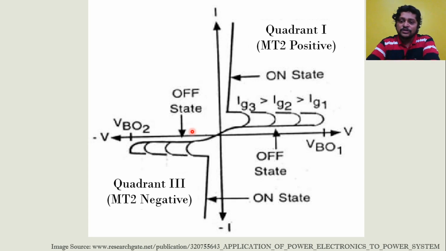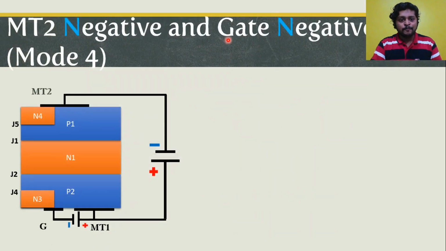So that we observed in the quadrant 3 operation, in which MT2 is negative. Now let's start with the last mode of operation, mode 4, in which MT2 is negative and gate is negative. So again, the battery biasing remains the same. Now we have reversed the biasing for the gate and MT1, in which MT2 is negative. So we can clearly see that MT2 is connected to the negative potential, as well as gate is connected to the negative potential.